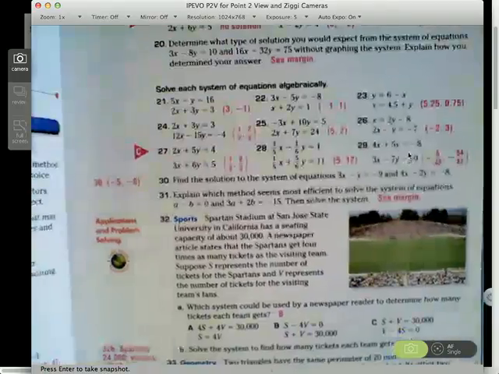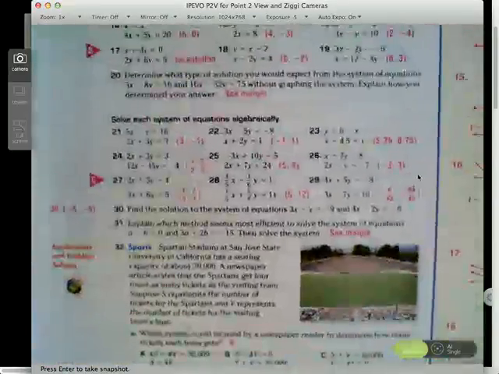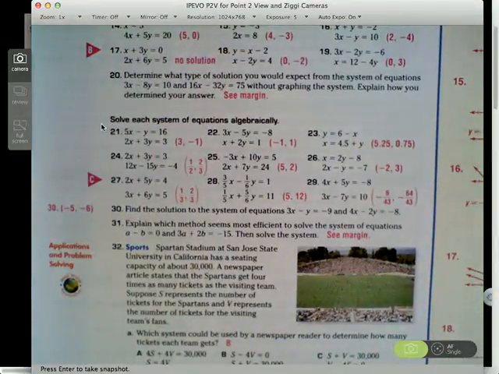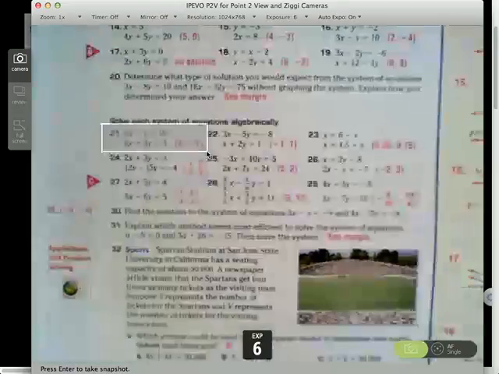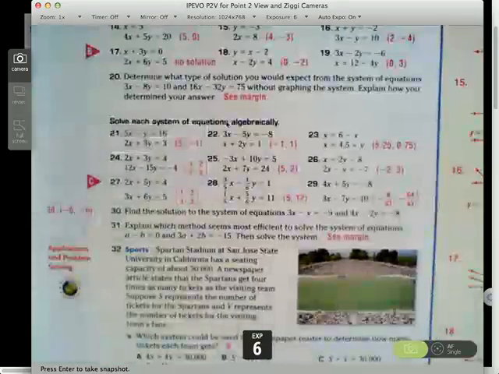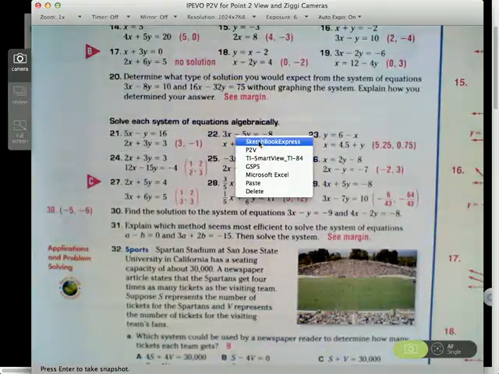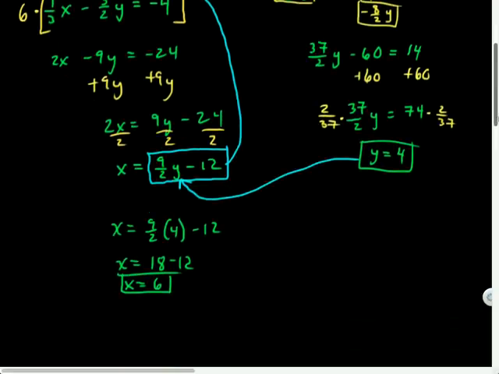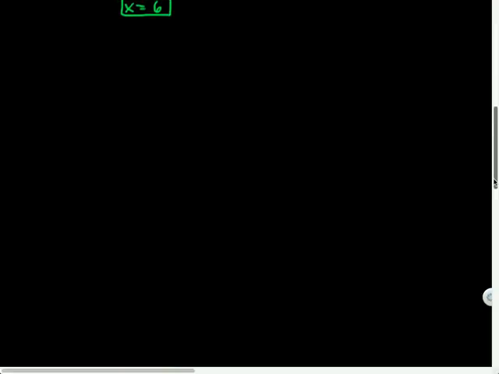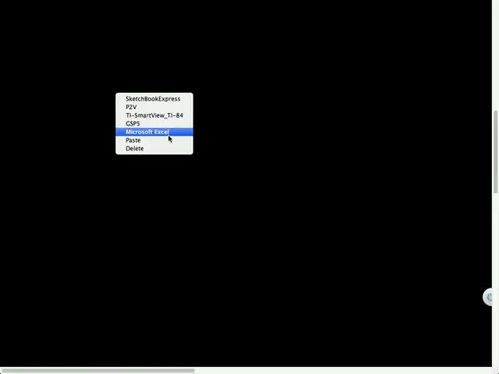Let's see, would you say 21? Let's see, let me see if I can up the exposure on that there. There we are. And paste. So here's problem 21.